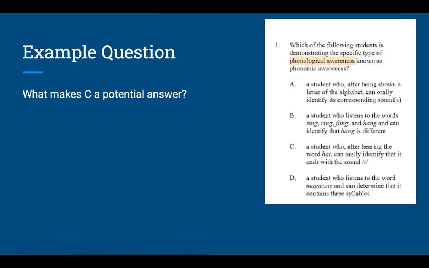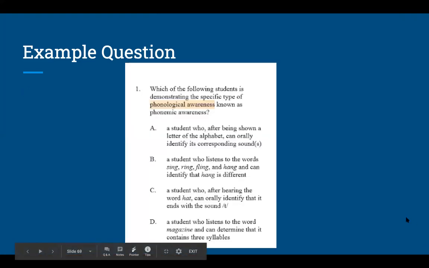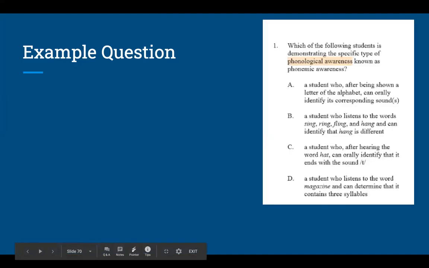So then with that, what makes C a potential answer? Looking at our answer, it says a student who, after hearing the word hat, can orally identify that it ends with the sound t. What makes C the potential answer is that they're manipulating an individual sound, a phoneme. So they're using their phonemic awareness skills to identify a sound at the end of the word. At the end of the word hat, they hear the sound t is the ending sound. So C was the answer.